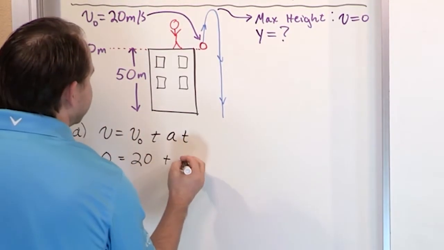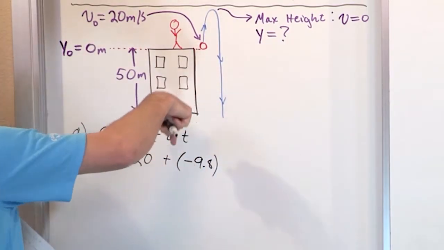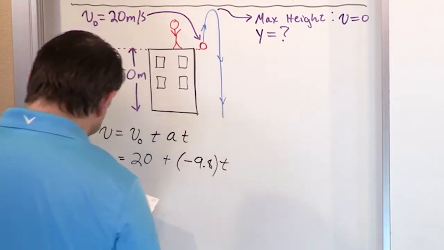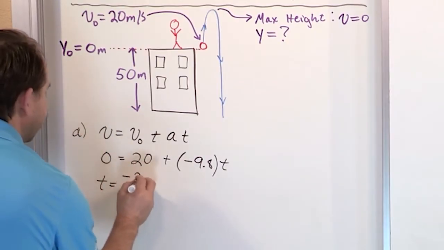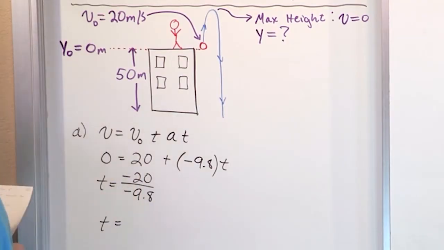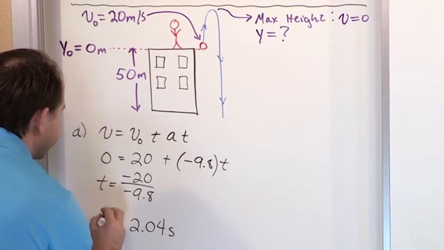Then we have plus, what is the acceleration? It's always -9.8, negative because it's acting downward, which is contrary to the upward velocity, times time. Okay, so when you solve for time, you're going to move a 20 over here to be -20 over -9.8. So when you divide those numbers, you get a positive time, 2.04 seconds.